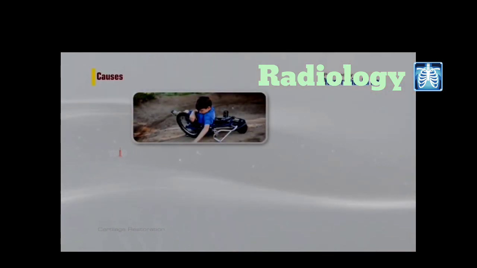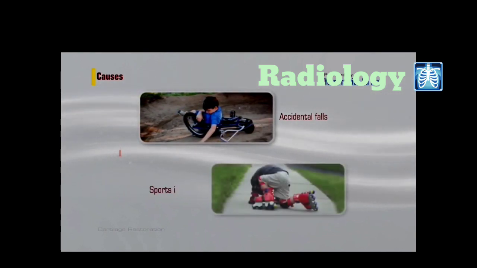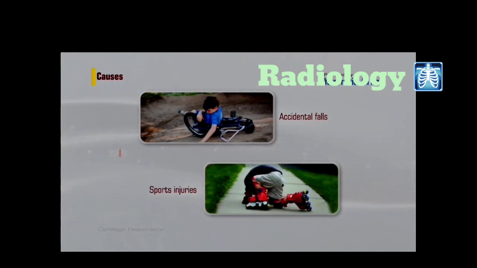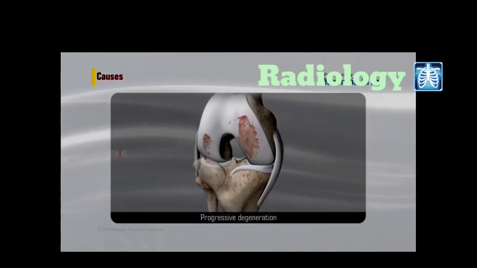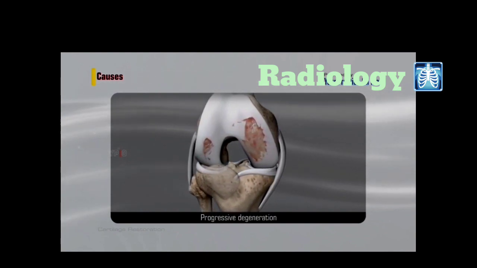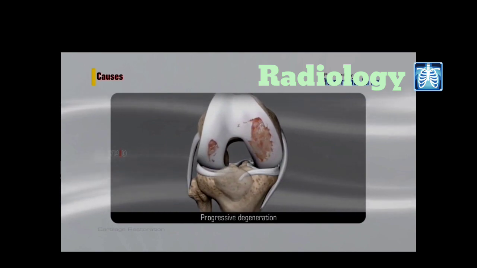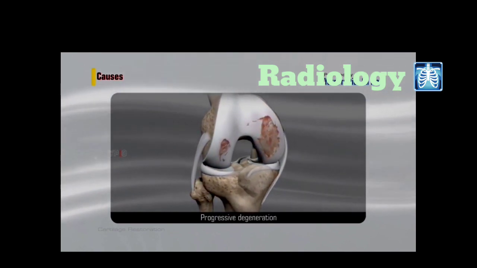Causes: articular cartilage may be damaged by accidental falls, sports injuries, or progressive degeneration, wear and tear. It is possible for cartilage cells to heal, but it depends on the extent of the damage and location of injury. However, the healing capacity is minimal owing to the lack of blood supply.